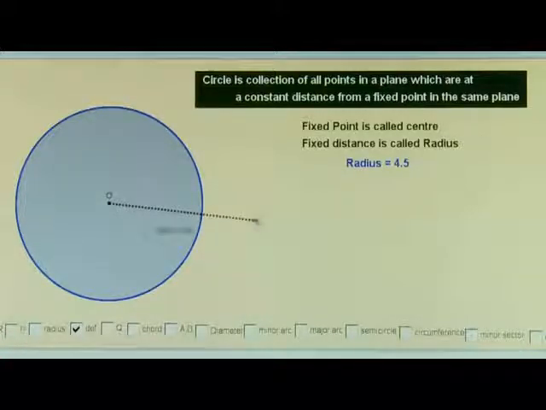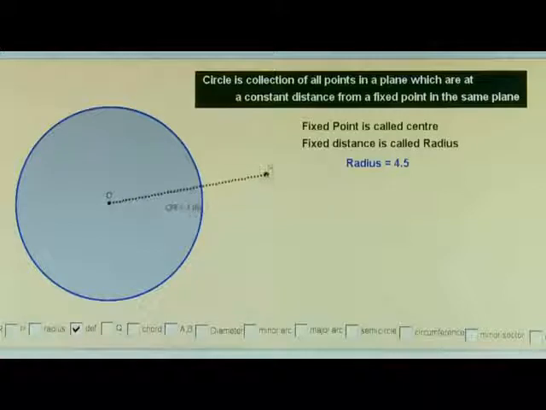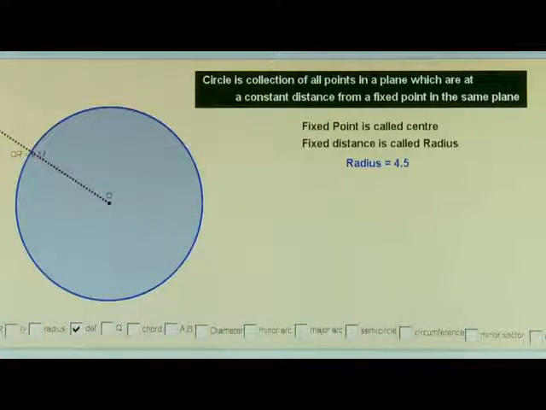Now, let me take it outside. When the point R is outside, the distance OR, that means the distance of the point R from the center, will be greater than the radius of the circle. It is obvious from the figure. The movement of point R shows that as long as it is inside, the distance is less than 4.5. When it is outside the circle, the distance of the point from the center is more than the radius.